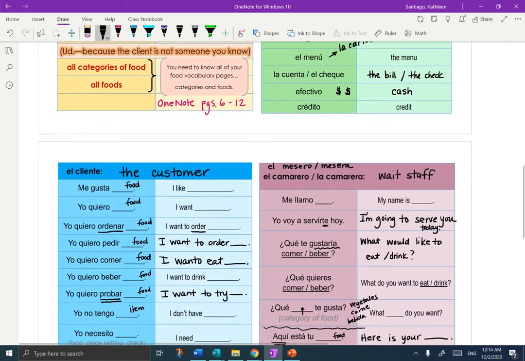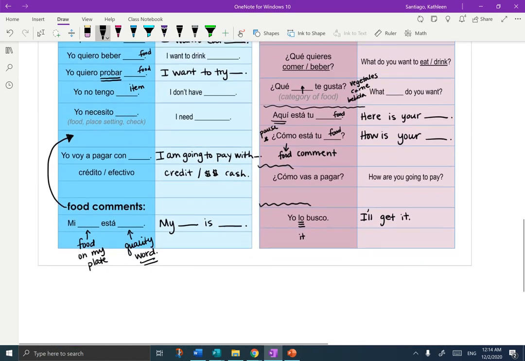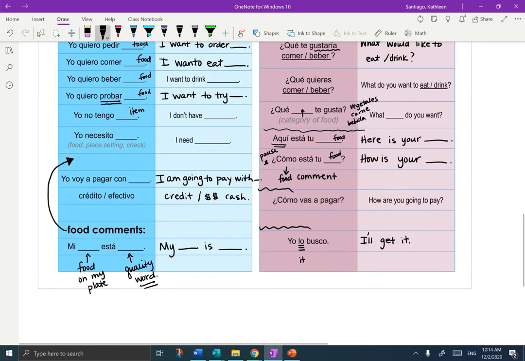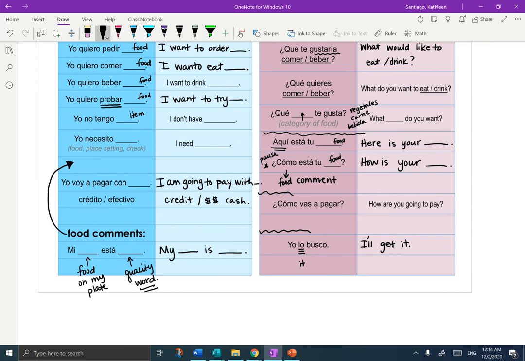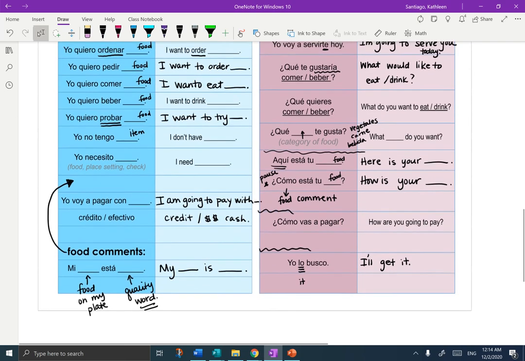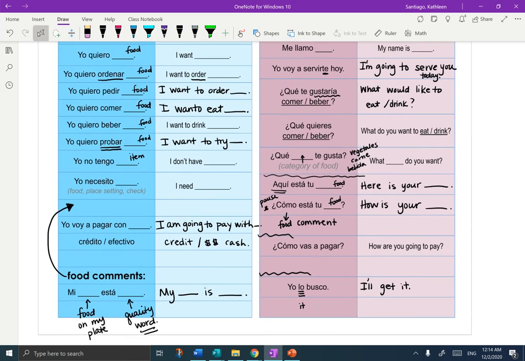Okay, if you have any questions, please let me know. You are going to be doing a homework on the next page that is asking you to become the client. So you might need some of these phrases. Remember, the homework is not a quiz or a test, so make sure you do use the resources that you have.